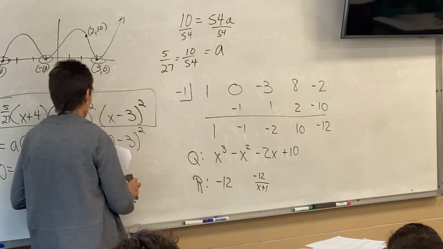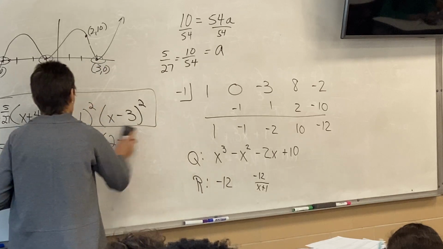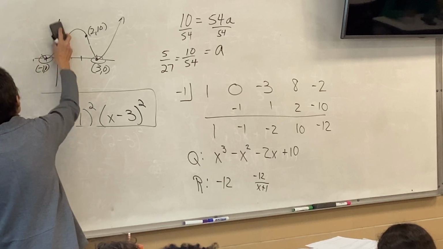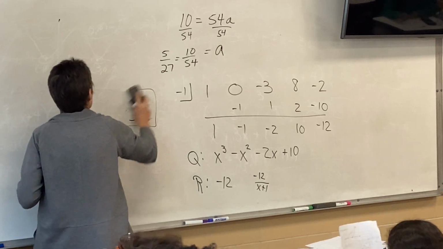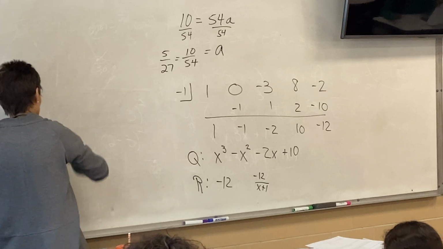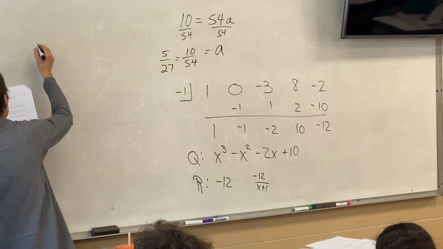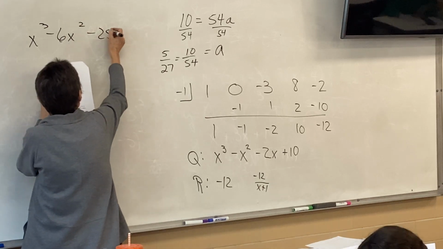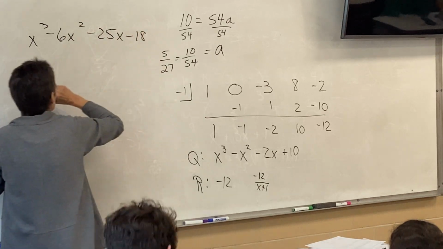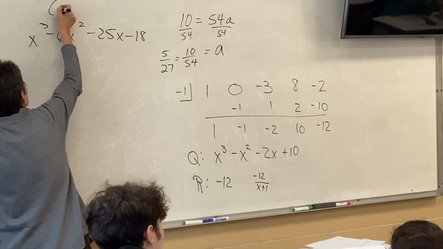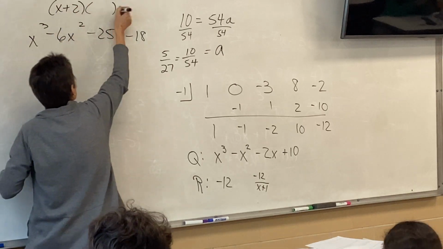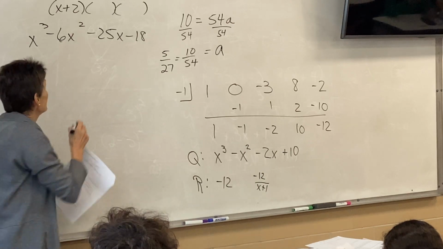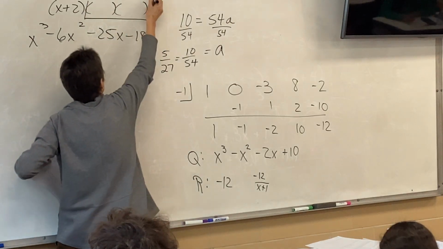Number 12. Should look familiar. It's what we started the period with. We did 2 of these at the very beginning of the period. We have this polynomial. We know that one of the factors is x plus 2, and my job is to find the other 2. So this is my job right here. I need to find those things.